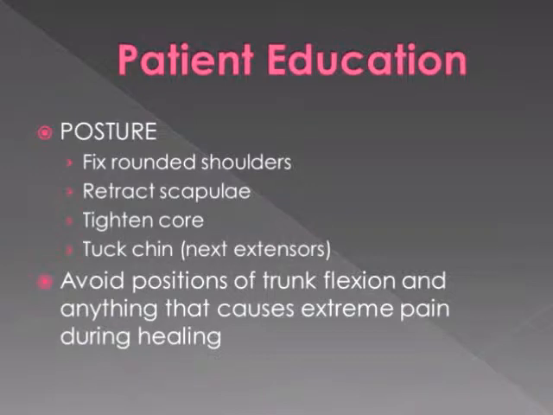Posture should be the main impairment that should be addressed in patient education. If this is not right, then it can affect everything else. So we should fix the patient's rounded shoulders, their retracted scapula. We should tighten their core and strengthen their neck extensors. The patient should also avoid positions of trunk flexion and anything that causes extreme pain during healing times.